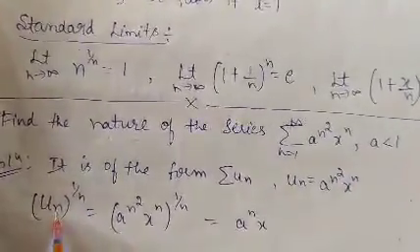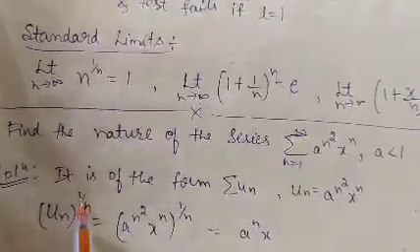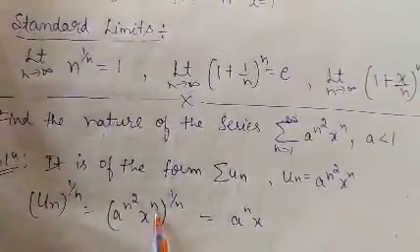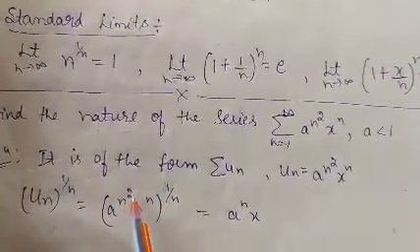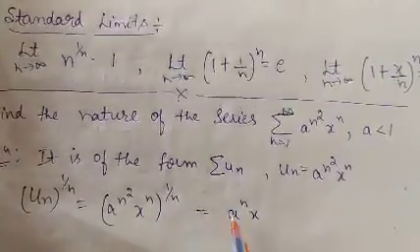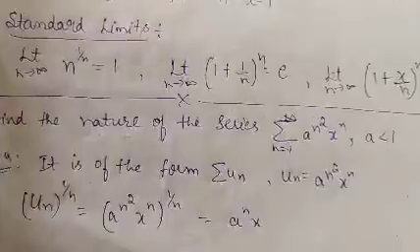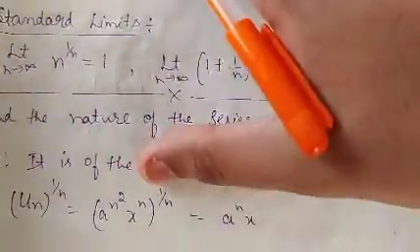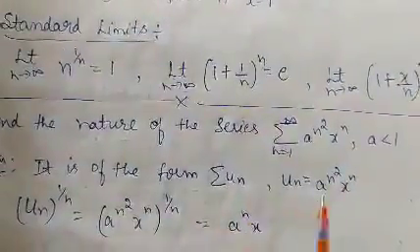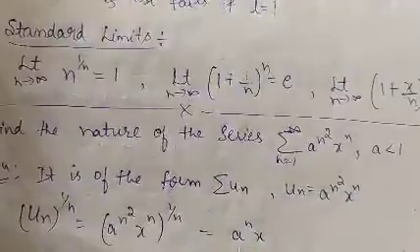What you have to do is take un whole power 1 by n, which is nothing but a power n square, x power n, whole power 1 by n. So this n square and the 1 by n will cancel, only n remains for a, and the n in x power n will cancel, leaving x. I will repeat once again: n square by n, n will remain, and this n will get cancelled, so we get a power n times x.